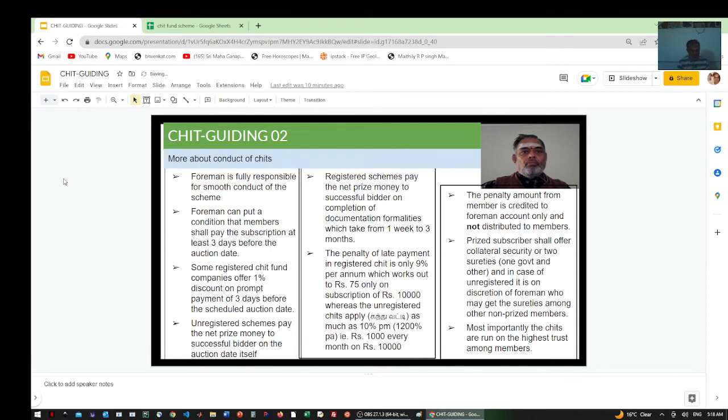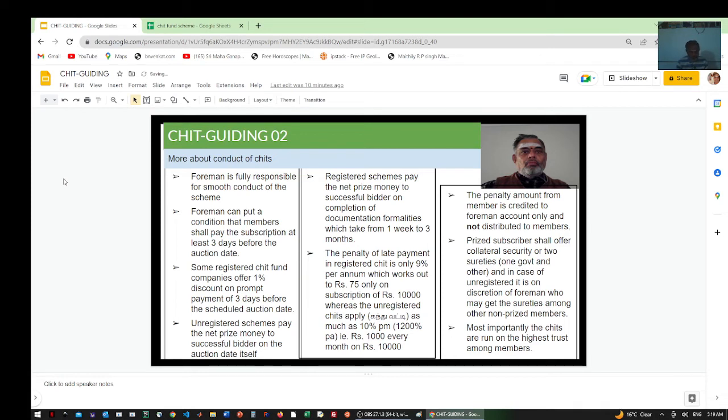Unregistered schemes pay the net prize to the successful bidder on the auction date itself. There is no delay. In registered schemes, the net prize money goes to the successful bidder on completion of the documentation formalities, which may take around 1 week to 3 months.